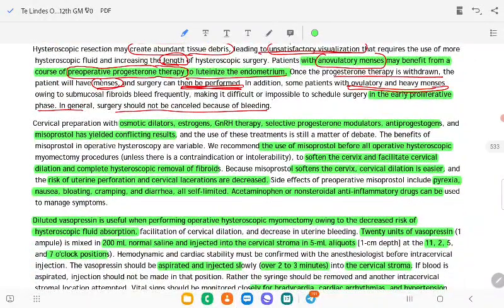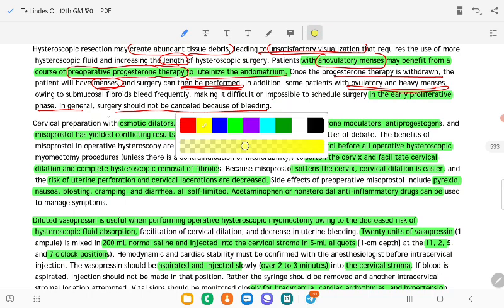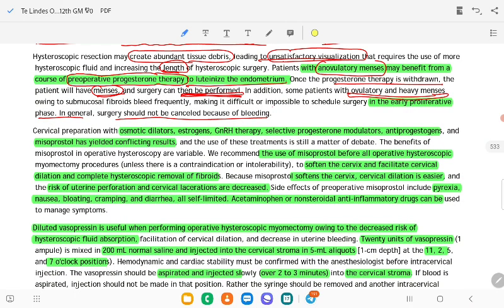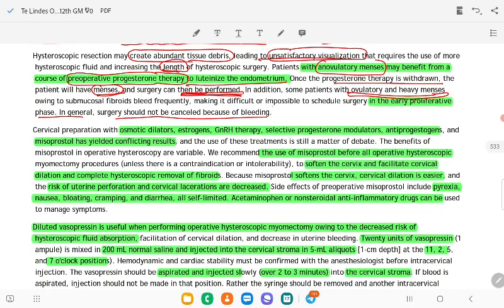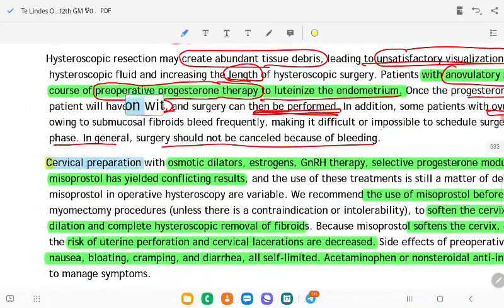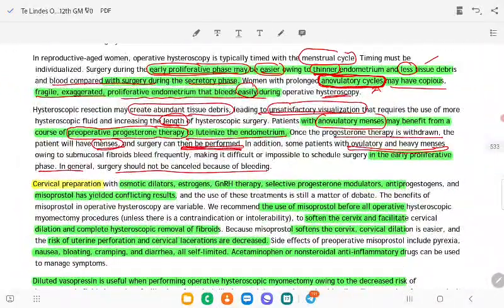Then these are the things. Now, how do we prepare the cervix? Cervical preparation means the hysteroscope should enter easily without any obstruction.